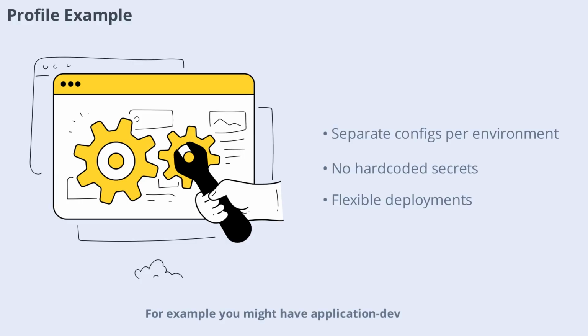For example, you might have application-dev.properties for your local setup and application-prod.properties for production. By switching profiles, you can easily change database connections, API keys, and other settings without touching your code. This pattern is essential for any real-world application that moves across different environments.